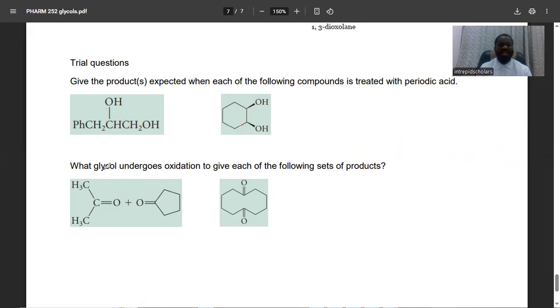Now, the next set of questions said, what glycol undergoes oxidation to give the following set of products? So now they have given us the products and they have asked us to predict the reactants, the glycols that went through this process. So what we have to do, first identify the carbons that bear the double bond O. This is the carbon that bears the double bond O. This is the carbon that bears the double bond O. So I'll connect them. When I connect them, then I'll clean one of the double bonds here and add each. So essentially, I'll have something like this.